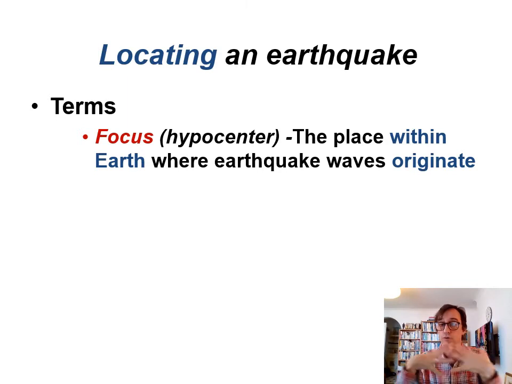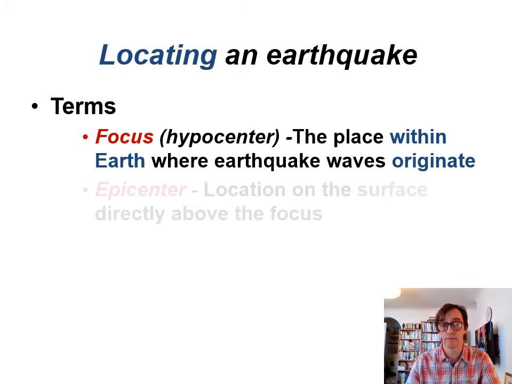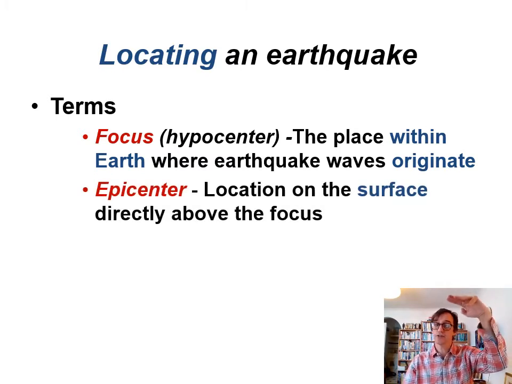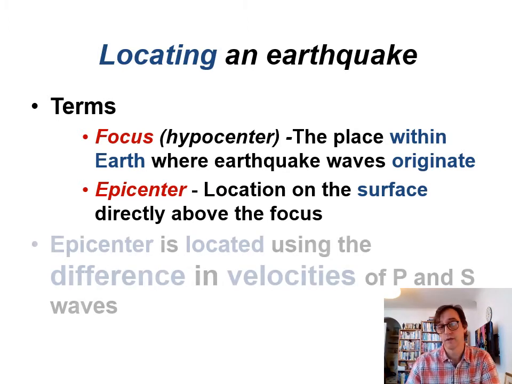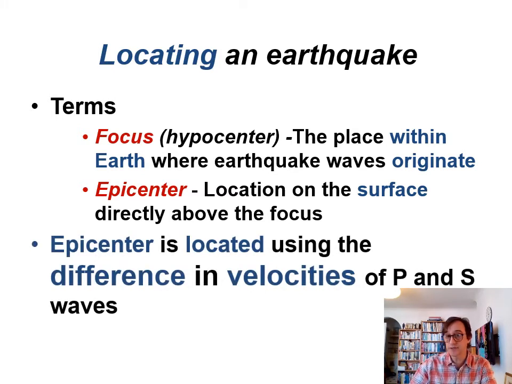The focus, sometimes called the hypocenter, is the place within the Earth where the earthquake waves originate. That's where the actual energy comes from. The epicenter is the location on the ground surface directly above the focus. We can put it as a point on the map. How do we locate this earthquake? We feel an earthquake at a seismograph, or you feel an earthquake. Where did those waves, that energy, emanate from?